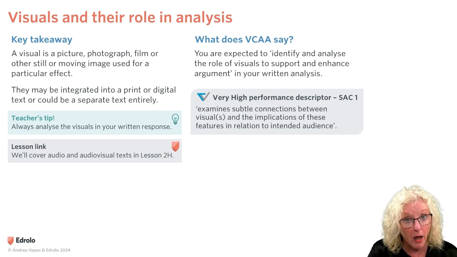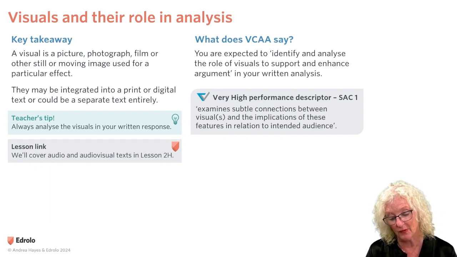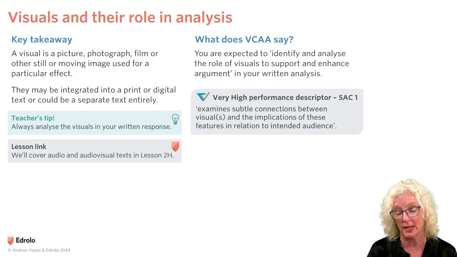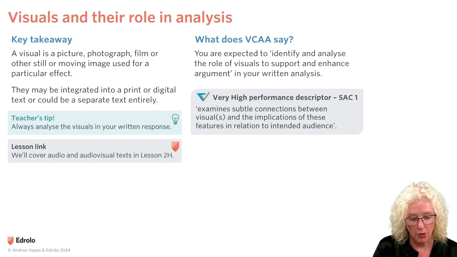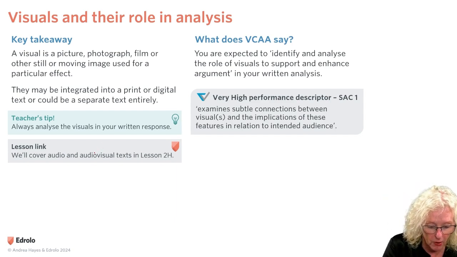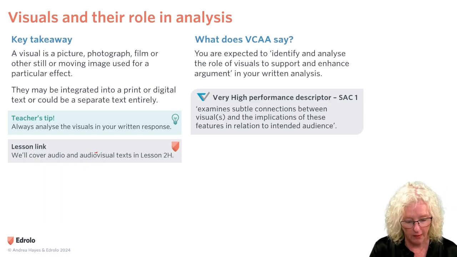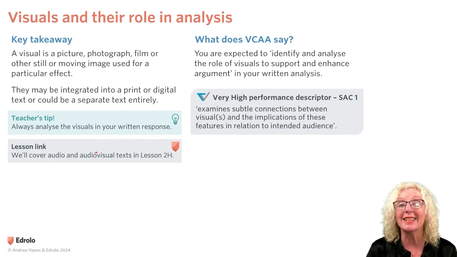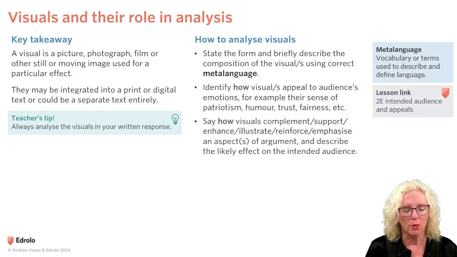The very high performance descriptor for SAC 1 examines subtle connections between visuals and the implications of these features in relation to the intended audience. It's important to note that there'll be more information on audiovisual text, this needs a little hyphen there, in a later lesson in this same section. So how do we analyse visuals?